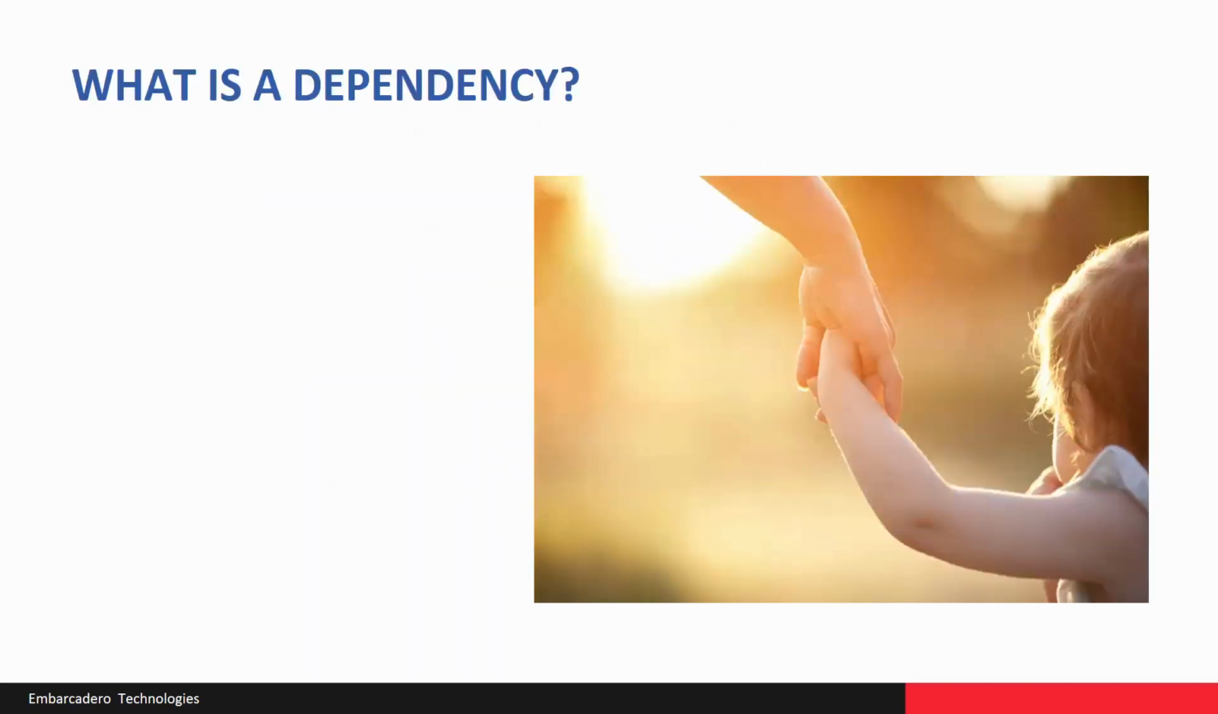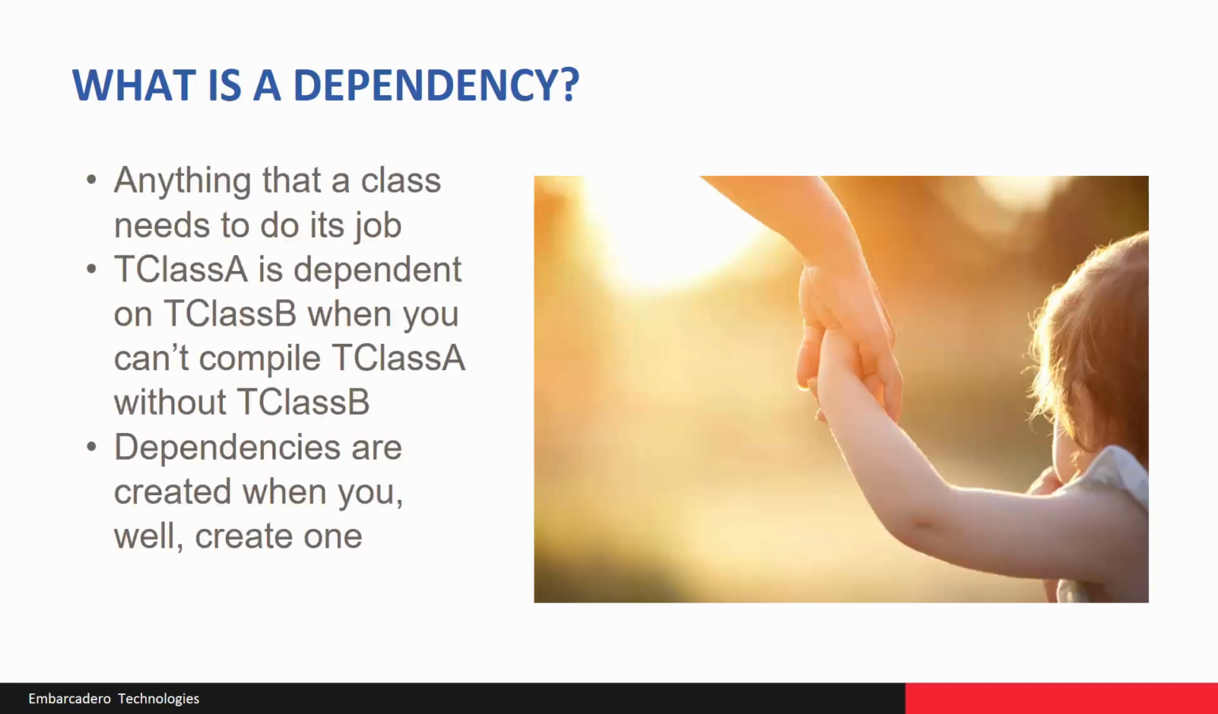So if you're going to do dependency injection and you want to avoid dependencies, you have to wonder, what is a dependency? Well, a dependency is anything that a class needs to do its job. For instance, TClassA is said to be dependent on TClassB when you can't compile TClassA without TClassB. In other words, if you created a simple console application, put that unit in there for TClassA, and it also pulled in and compiled TClassB because of compiling TClassA, then they're dependent on each other. And dependencies are created when you actually create one.